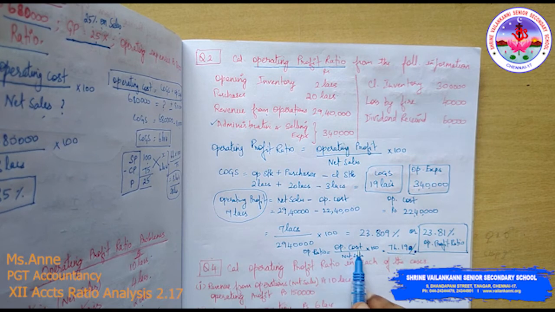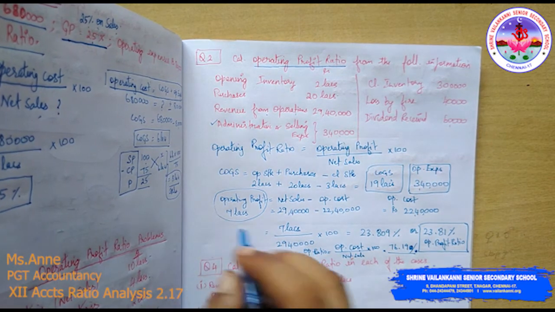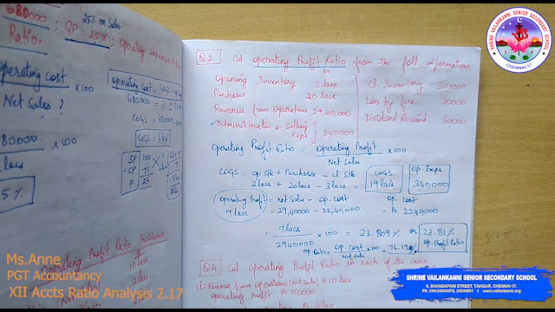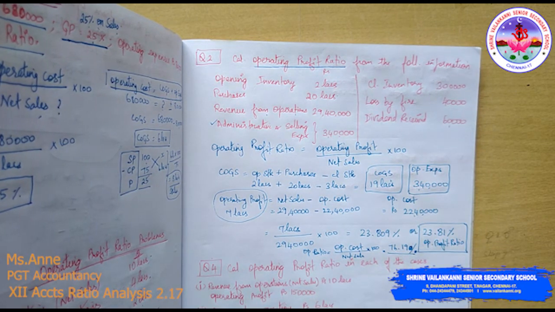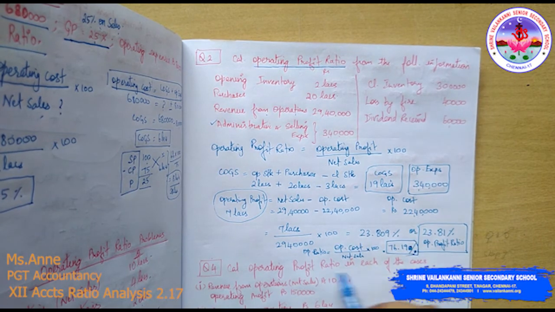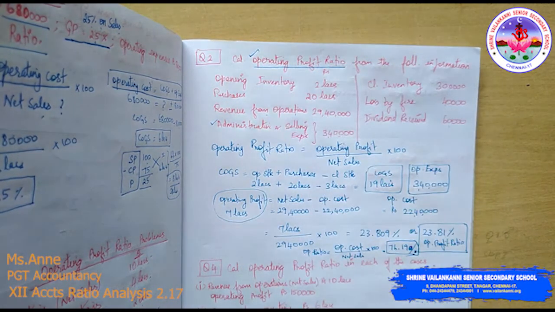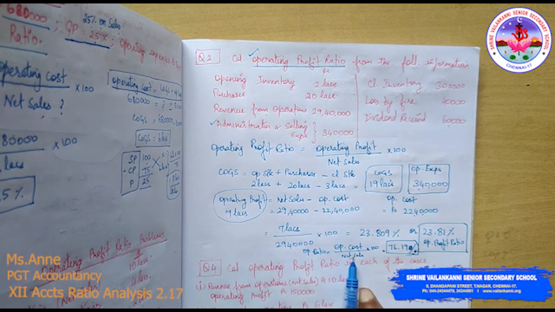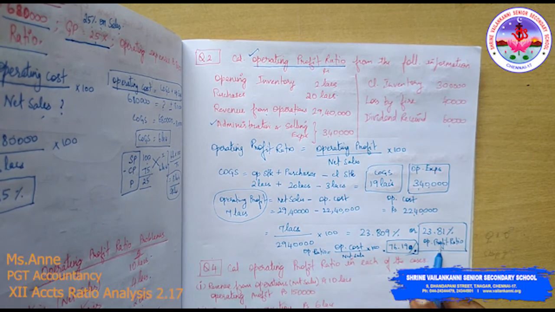What is operating cost? Operating cost is nothing but, we have just now found, 22,40,000. 22,40,000 divided by 29,40,000 into 100. You will get this as your answer. But what is asked is only operating profit ratio. Make sure that you are able to understand. We saw that this is complementary to each other. If you deduct 100 from one, you will get the other ratio.